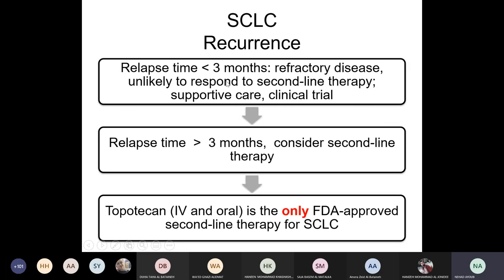So if the time to relapse was less than 3 months, we consider it refractory, not responding, and therefore there is no need to repeat chemotherapy. These patients usually get supportive care, or if there are ongoing clinical trials we can recommend them. We don't go to second line chemotherapy because they are very unlikely to respond. These are very short, very early relapses.